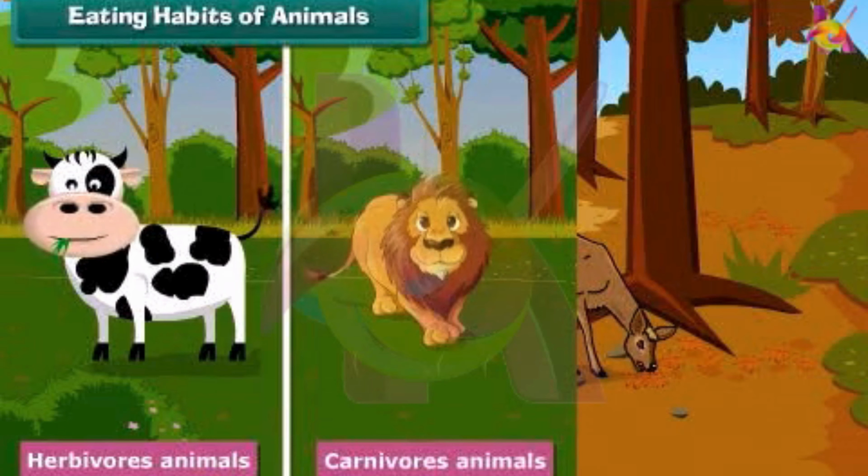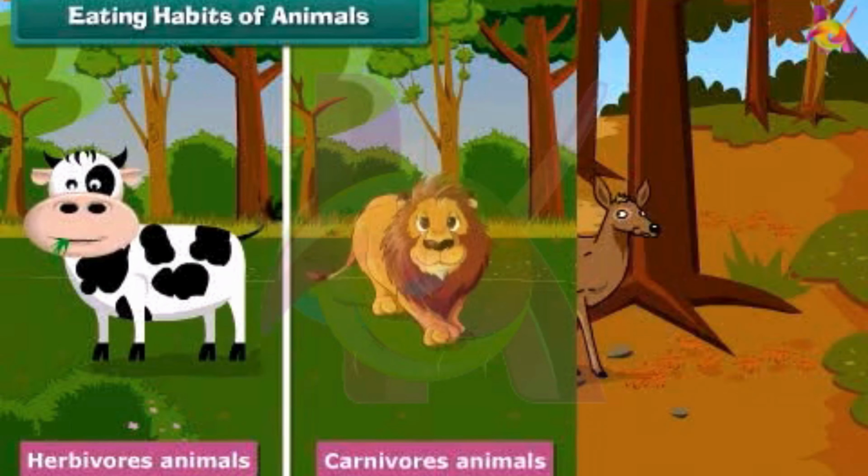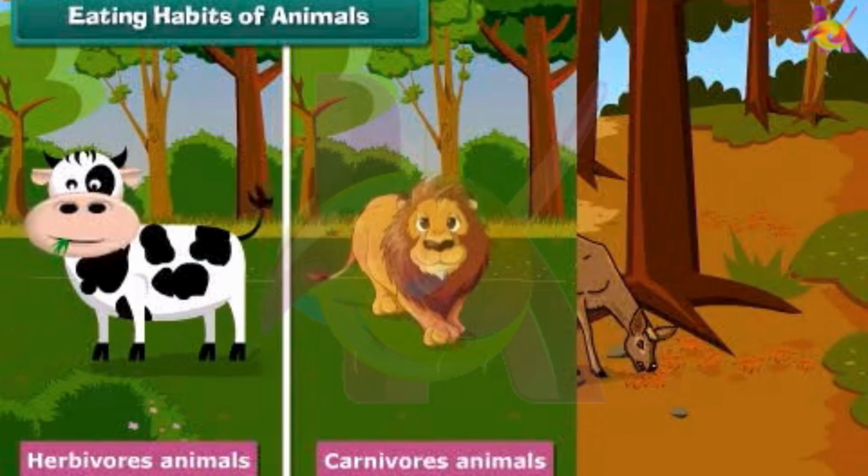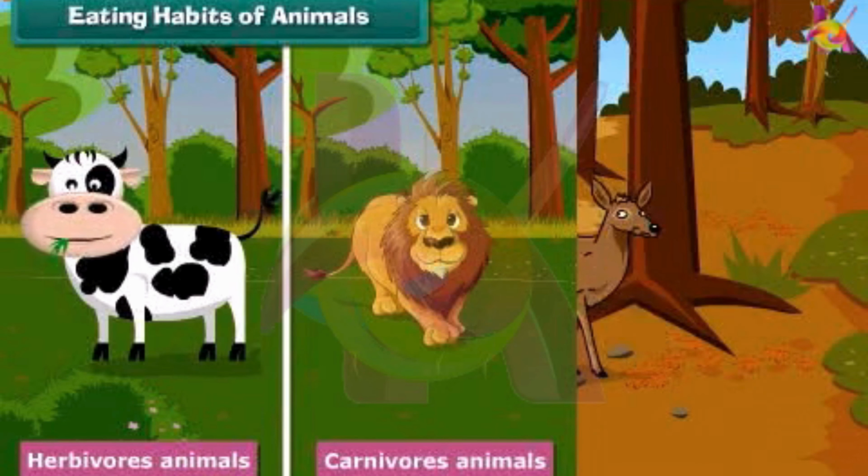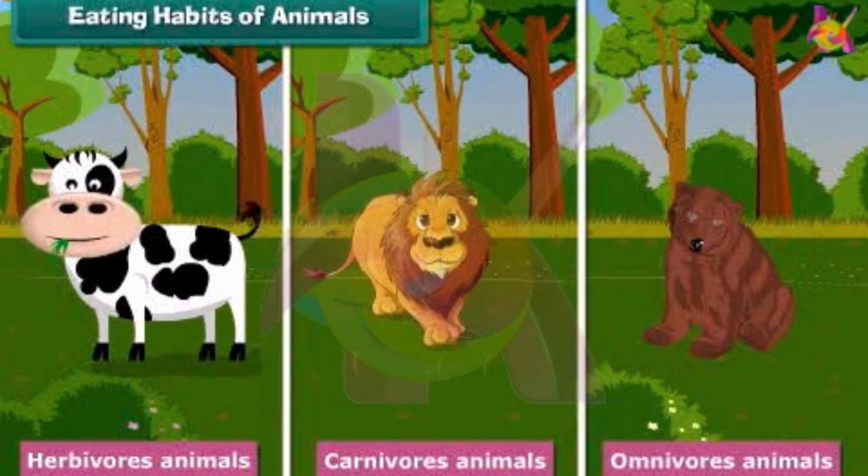Carnivorous. Carnivores eat flesh with their sharp, pointed, and strong teeth. Lion and tiger are the examples of carnivores. Omnivorous. Omnivores eat both plants and flesh. Bear and crow are the examples of omnivores.